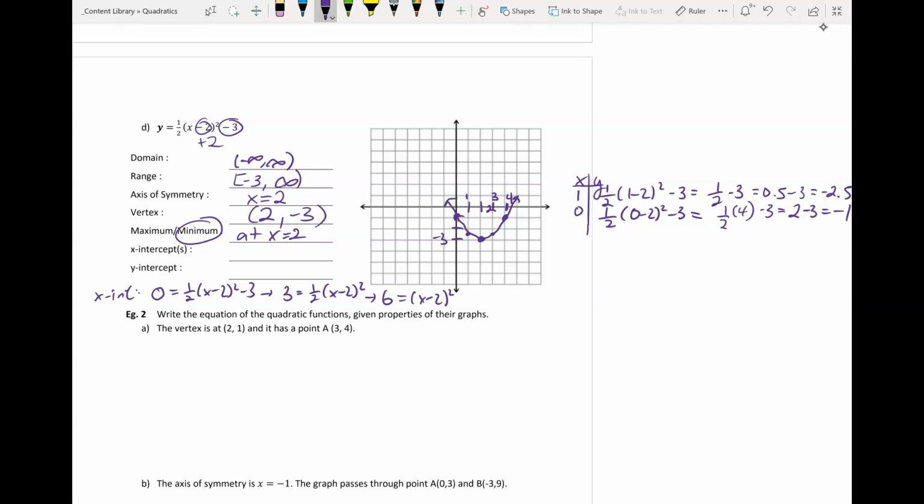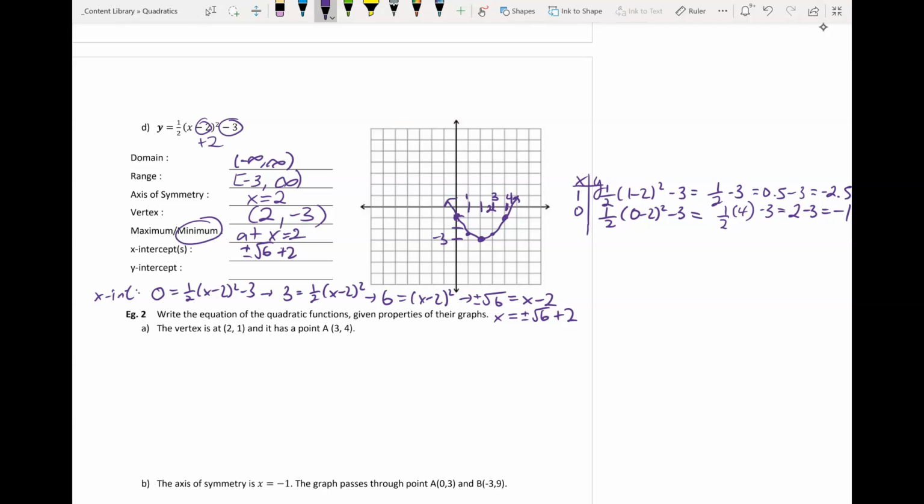Then I'm going to square root both sides. So the square root of 6 is equal to x minus 2. Remember, when you square root something, this becomes plus or minus. Then lastly, I just need to add 2 to both sides. So our x-intercepts are 2 plus or minus the square root of 6. I'm just going to leave it like that.